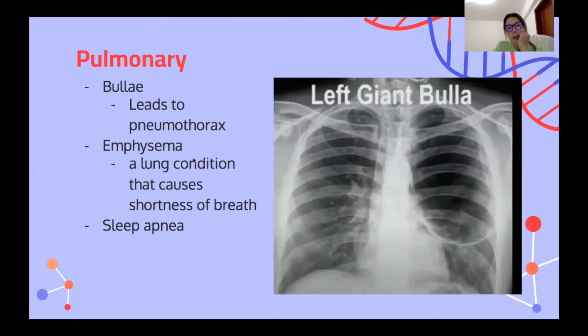Then here we have the pulmonary features, which include bulla, which leads to pneumothorax, emphysema, which is a lung condition that causes shortness of breath, and sleep apnea. To the right, we see the bulla, which we can really look at. I'm not sure if you can see my cursor in the recording, but if we look at our right, that little U-shaped line is what marks the bulla in this x-ray.